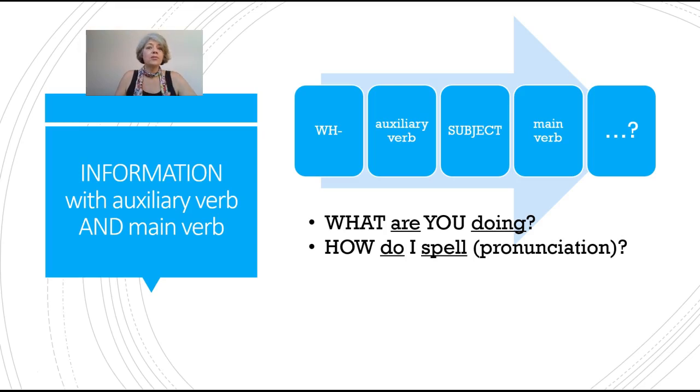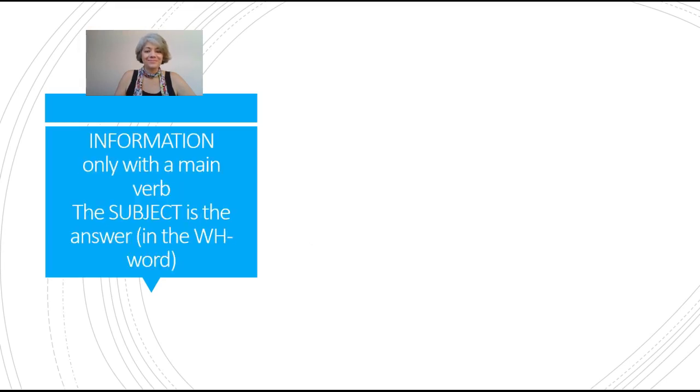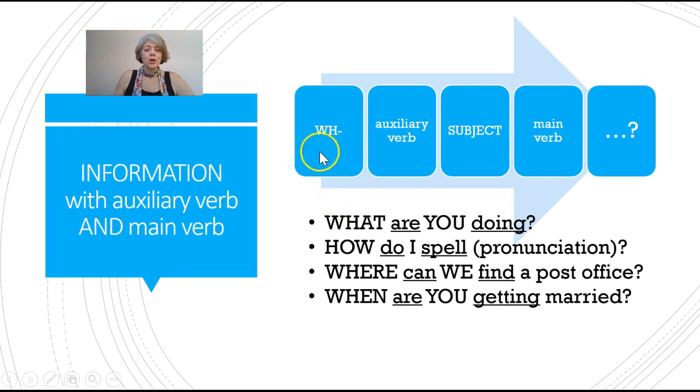How do I spell pronunciation? Where can we find a post office? When are you getting married? So all of these questions have a WH word followed by an auxiliary verb, followed by the subject you, I, we, you, followed by the main verb doing, spell, find, getting, and then there's some extra information depending on the question.